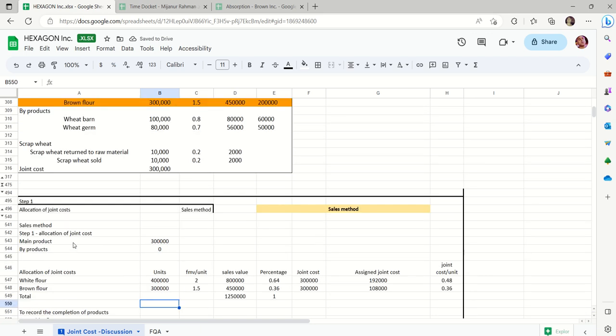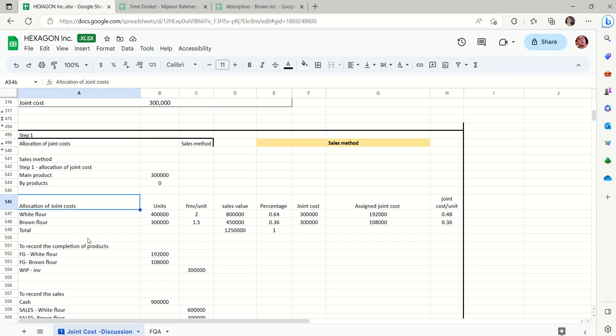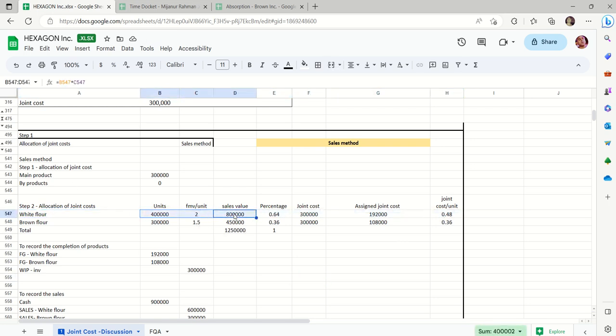Okay, so now in step 1, we allocate cost to the main products, not byproducts. I keep repeating that so you don't forget. In step 2, we allocate the joint costs. This is our step 2. Same way, exactly same thing we just talked about. 400,000 multiplied by 2 gives you 800,000. And then 300,000 multiplied by 150 gives you 450,000. You add 800,000 plus 450,000.